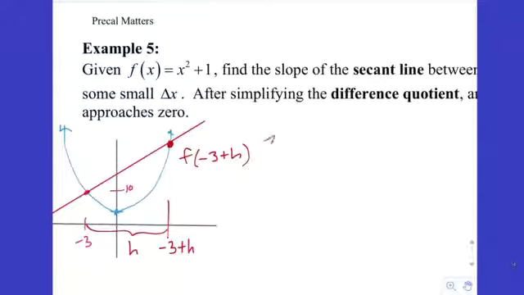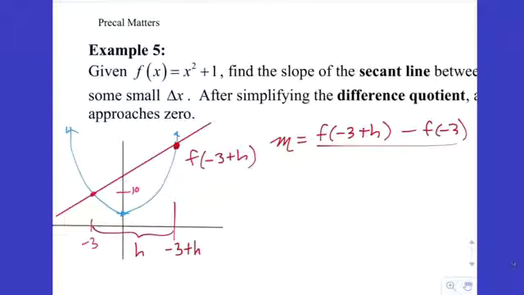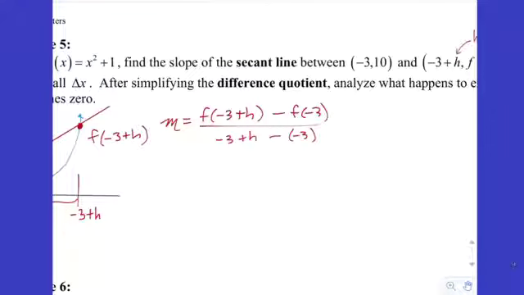So here it's going to be the slope of the secant line, m. It's going to be the average rate of change. So just like we did in the warm-up, it's going to be f of negative 3 plus h minus f of negative 3 all over the change in the corresponding x values, negative 3 plus h minus negative 3. That's called the what quotient? The difference quotient, not the dairy quotient, right? Okay. Let's go ahead and evaluate it.